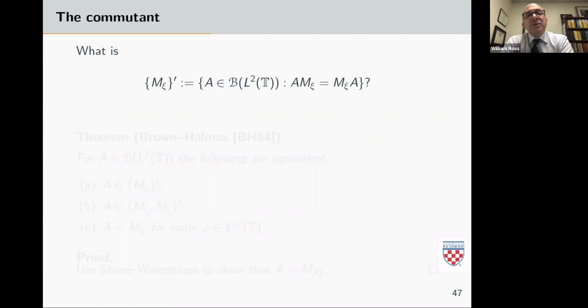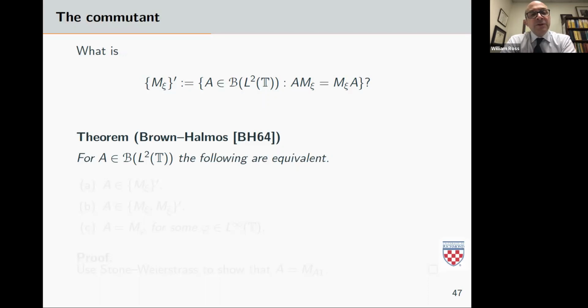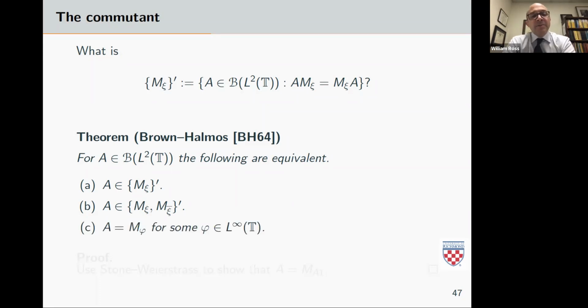So the commutant: these are all the bounded operators on L2 that commute with the bilateral shift. A theorem by Brown-Halmos describes the commutant. First of all, A is in the commutant of M_z if and only if A is in the commutant of M_z and its adjoint, M_z bar. That's actually nothing. You just work it out on a piece of paper. The part that is significant is that A is M_phi for some essentially bounded function phi.